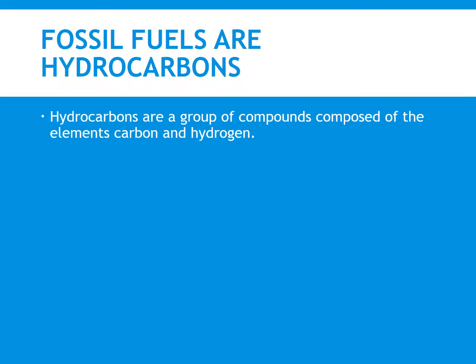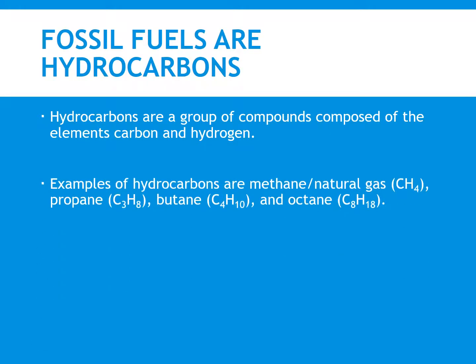Fossil fuels are hydrocarbon molecules, which means, as the name suggests, they are made up of only carbon and hydrogen atoms. Some examples of these include methane, propane, butane, and octane. All of these we use for different energy needs. Methane we use at school, it's the gas used for our Bunsen burners. Both propane and butane are used as portable gas bottles, and octane is a component of petrol.